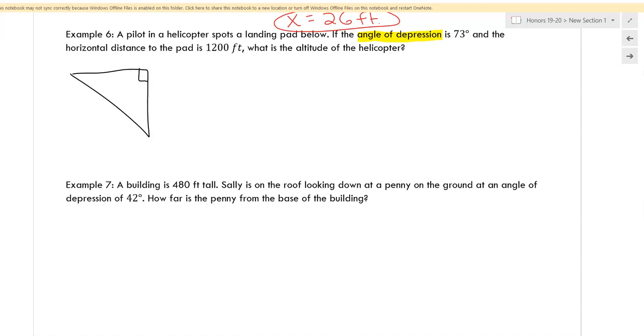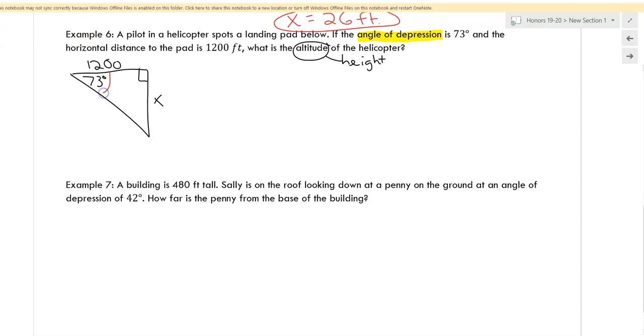And the angle of depression is 73 degrees. The horizontal distance is 1,200. So this is horizontal. Altitude is just another word for height. So planes have an altitude, whatever. If it ever asks for altitude, it is just a fancy word for height.